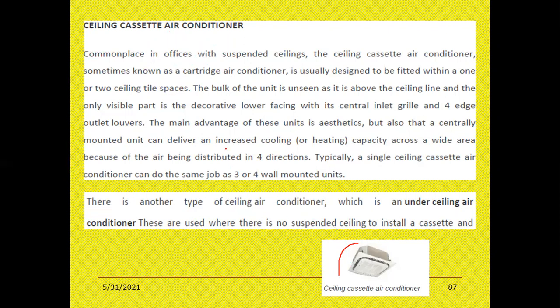It is attached to the POP setting, common in offices and suspended ceilings. The cassette type air conditioner is sometimes known as the cartridge type of air conditioner. The other name of cassette type air conditioning is cartridge air conditioning system, usually designed to be fitted into a ceiling space. The bulk of the unit is unseen as it is above the ceiling line, and the only visible part is a decorative lower facing with the central inlet grill at four edge layers.